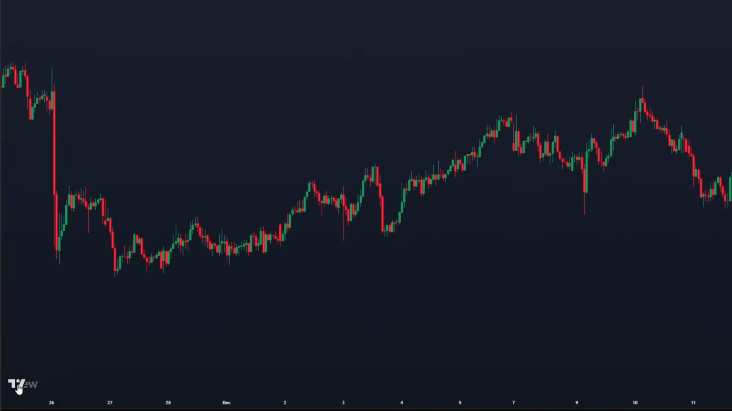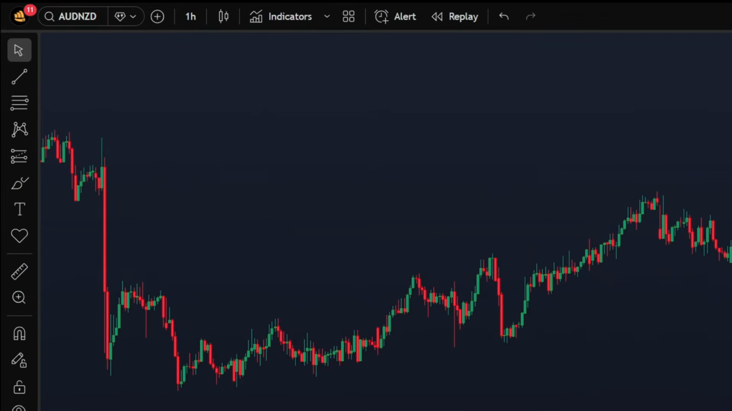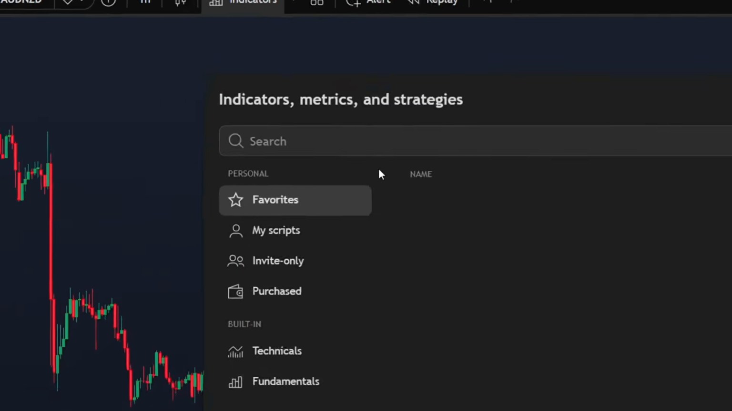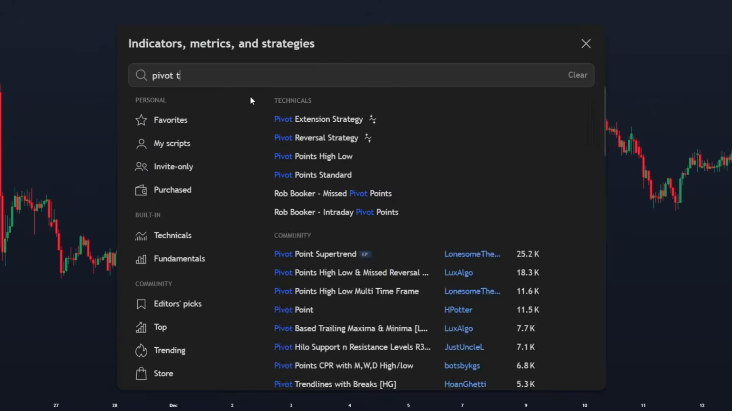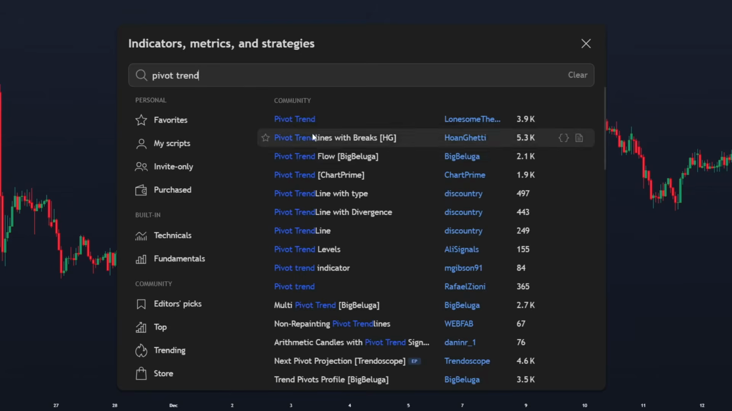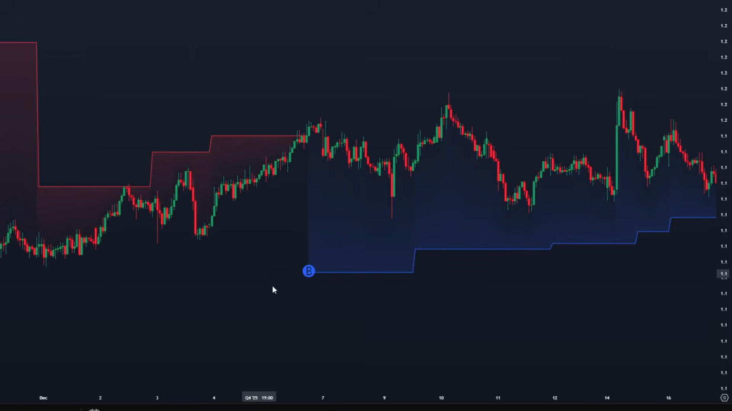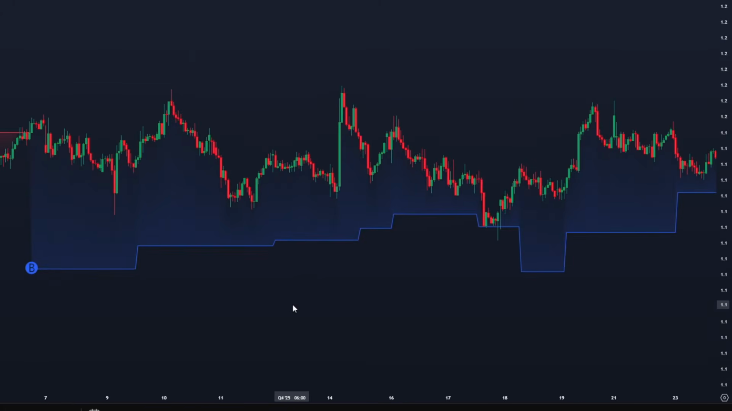So I'm on TradingView using AUDNZD on the 1 hour time frame, so everything is clear and easy to follow. To add the indicator, click Indicators, search Pivot Trend by ChartPrime, and add it to your chart. Once it loads, you'll immediately see a trend line on price that changes color and position, along with buy and sell markers when structure flips.